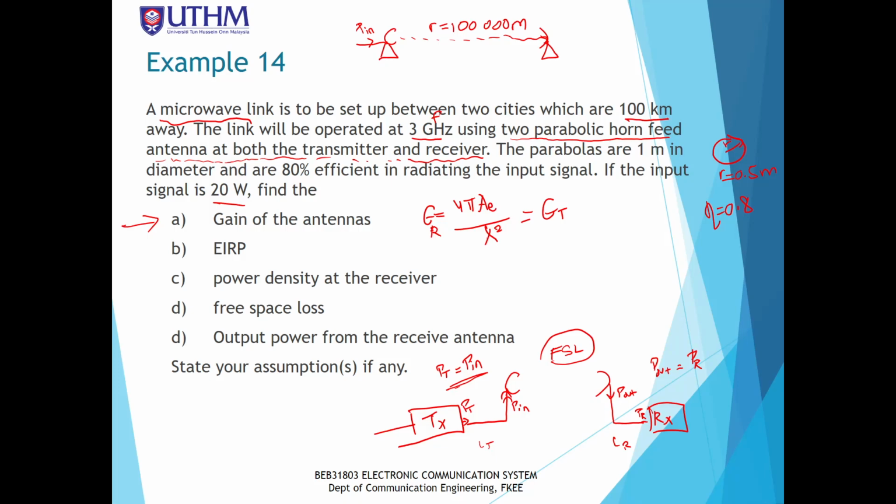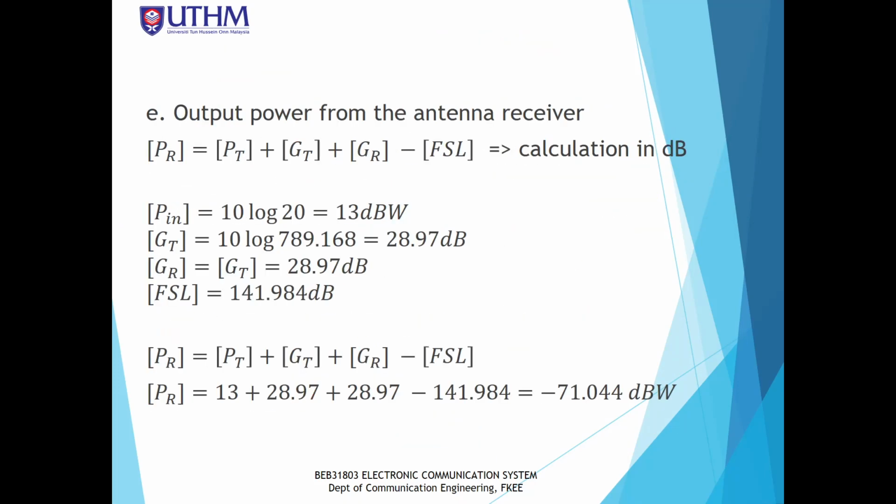Dalam soalan ini tidak ada losses yang lain selain daripada FSL. Okay. Dan kalau kamu lihat dalam solutionnya, dia menggunakan istilah PR dan juga PT. So tak ada masalah. Kamu boleh juga kalau kamu nak letak di sini adalah P out. Boleh, no problem. Ataupun di sini adalah P input. Boleh juga. Okay. Sebab dia tanya output power. Dalam kes ini dia nak tengok keseluruhan. So disebabkan tidak ada losses yang lain, maka P out sebenarnya adalah PR. PT adalah P in. So dia interchange dia punya variable lah.